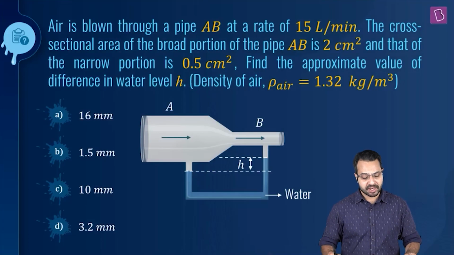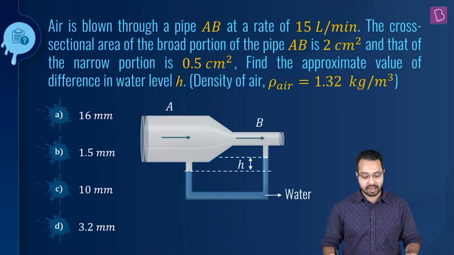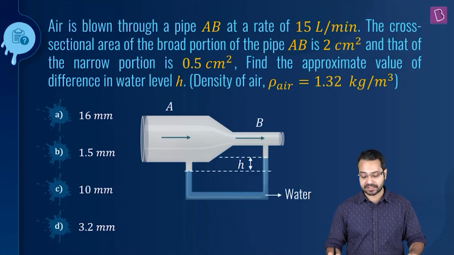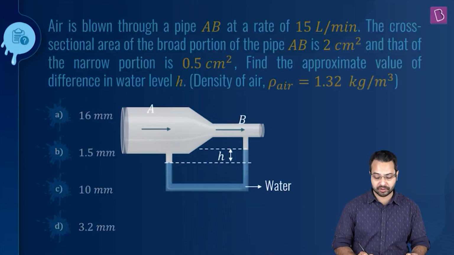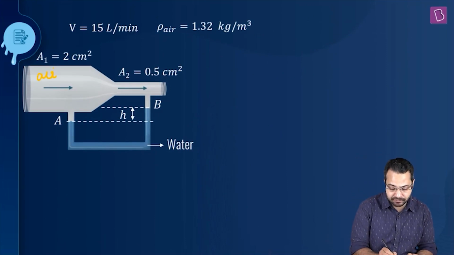The question is, air is blown through a pipe AB at a rate of 15 liter per minute. The cross-sectional area of the broad portion of the pipe AB is 2 centimeter square and that of the narrow portion is 0.5 centimeter square. Find the approximate value of the difference in water level H, and density of air is 1.32 kg per meter cube. Okay, so there is a horizontal tube and air is flowing through it.